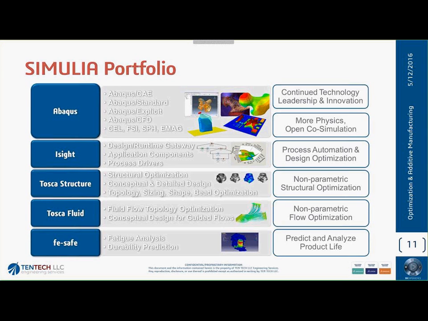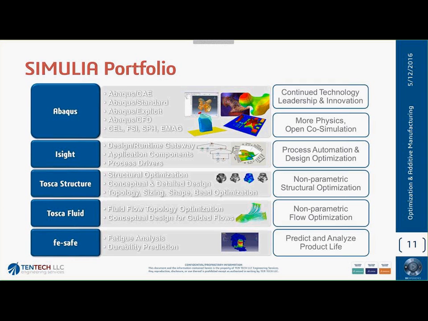Tosca, both Structure and Fluid, are applications for structural optimization or fluid flow. Both do topology optimization, or in the case of structure, there's even sizing and shape optimization. And lastly, fe-safe, which allows us to do fatigue analysis and durability prediction, being thermal, being rotating machinery.